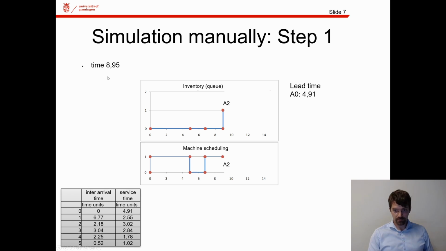Next event which takes place is time 8.95. Here order 2 arrives, which is calculated by 0 plus 6.77 plus 2.18. And we can recognize that this order 2 has to wait in the inventory of the queue because we are still producing the previous order.